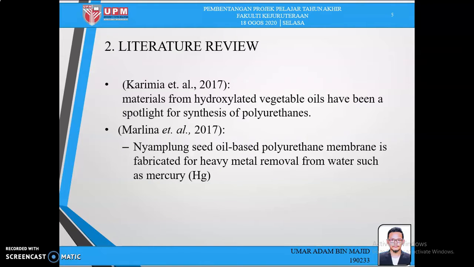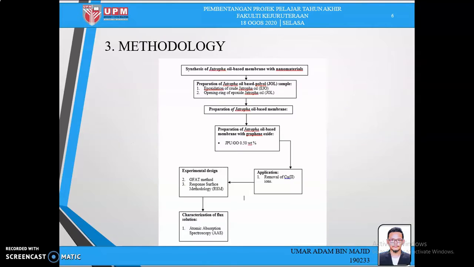So the literature review, simply, from academia, materials from hydrogenated vegetable oil have been spotlighted for synthesis of polyurethanes, and also Nyamplung seed oil-based polyurethane membrane has been used to remove heavy metal from water.